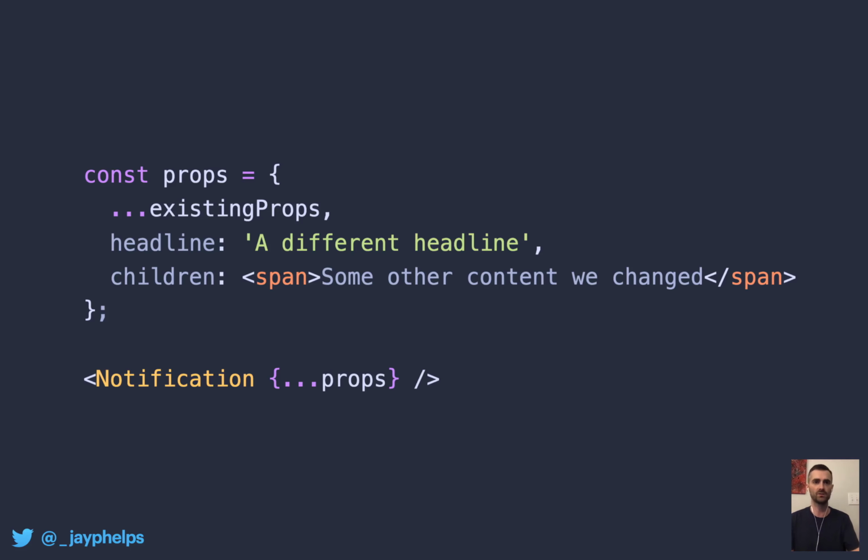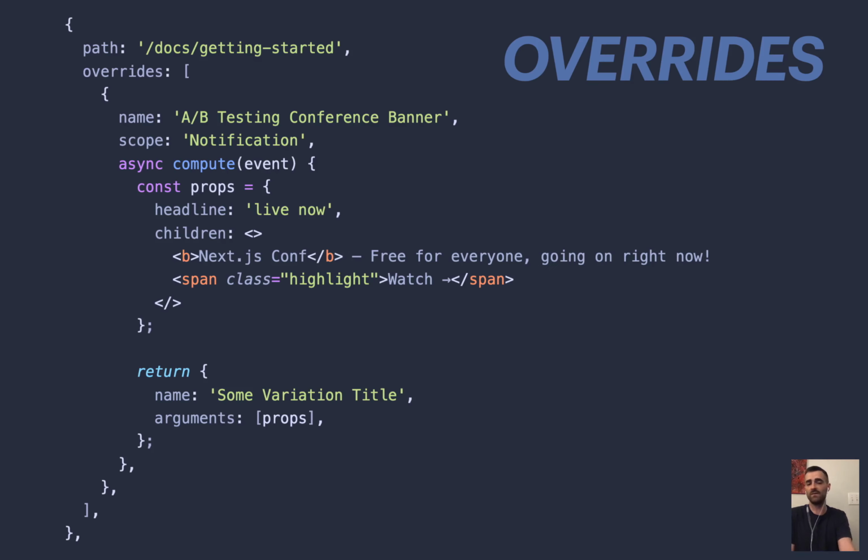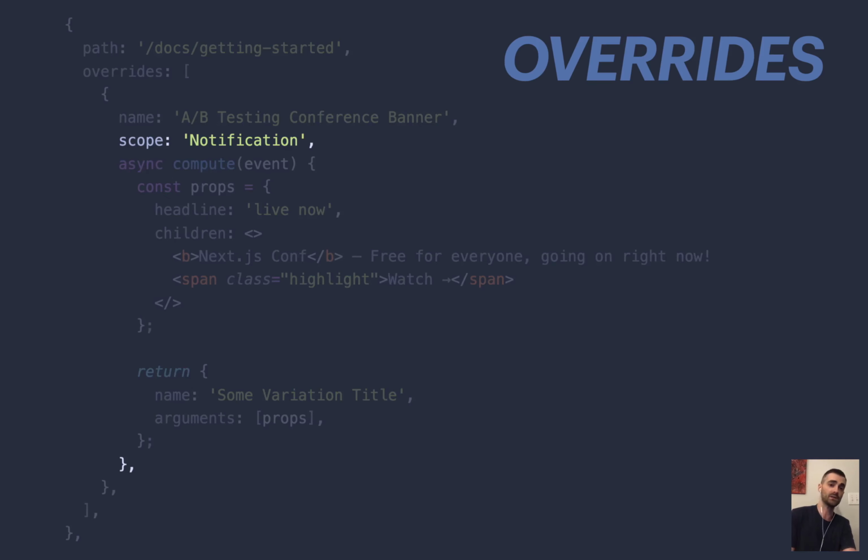We need an abstraction for the way to override these props, and case in point, that's what we're calling them. We're calling that abstraction an override. And what does an override look like? Well, it looks like this. This is a very, very simple, almost hello world type of override. We've got the scope, which is the component name, the component we want to override. You would write this code. And then we've got a compute function.